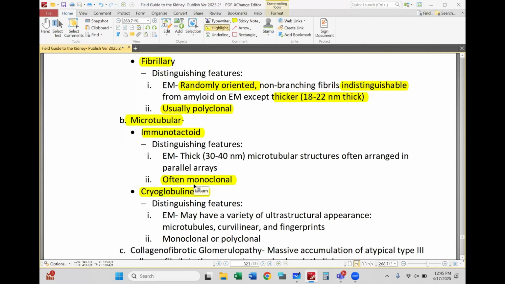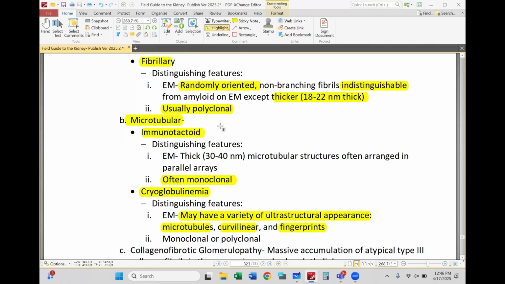You have to distinguish these two conditions, immunotactoid and cryoglobulinemia. Both of them would look similar or can look similar on kidney biopsy. It's not always the case that cryoglobulins have the classic microtubular structures. I've highlighted that here. There is some variation in the ultrastructural appearance, but it can take the microtubular conformation or these sort of comma looking shapes or even fingerprints. That is the main differential diagnosis when you see these microtubular structures.